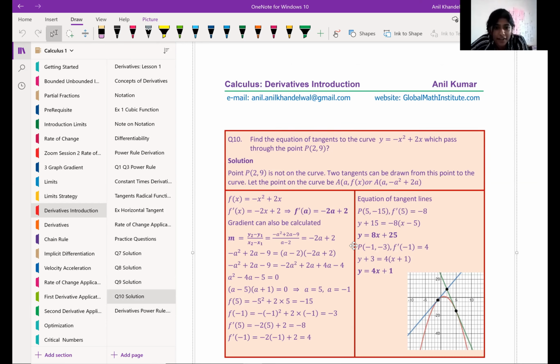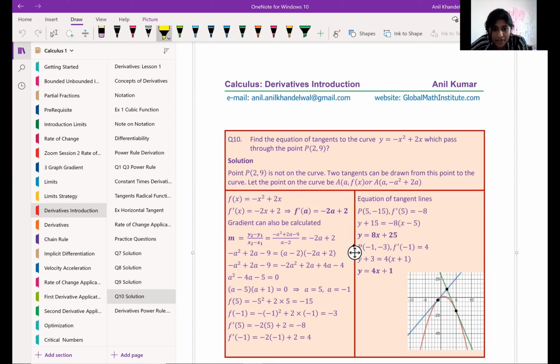Yes. Find the equation of the tangents to the curve y equals minus x squared plus 2x, which pass through the point P(2, 9). How will you do this? Right, so I also started by taking the equation and finding the derivative. So I got minus 2x plus 2.